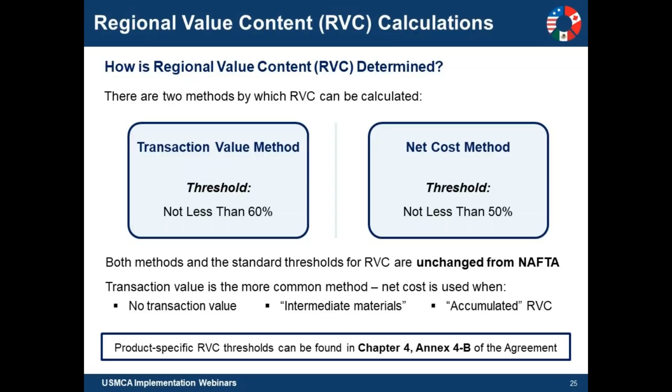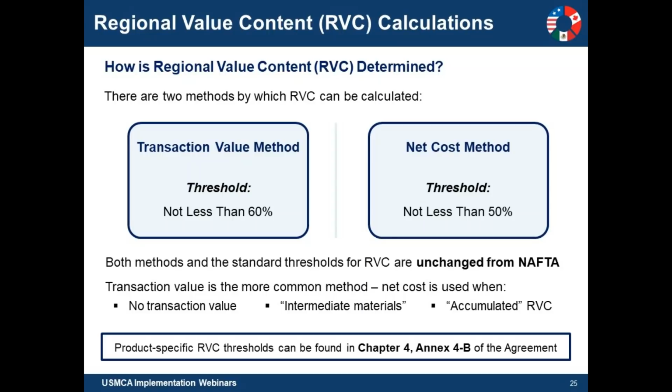Next, we'll talk about regional value content calculations. A good originates in a party when the materials from and the processing in the parties account for at least a certain percentage of the value of the good. The product-specific rule will specify the regional value content, and the vast majority of the product-specific rules require a tariff shift together with the regional value content method. As indicated here, there are 2 methods, and same as NAFTA, these methods are the transaction value method and the net cost method. The transaction value method is more common.